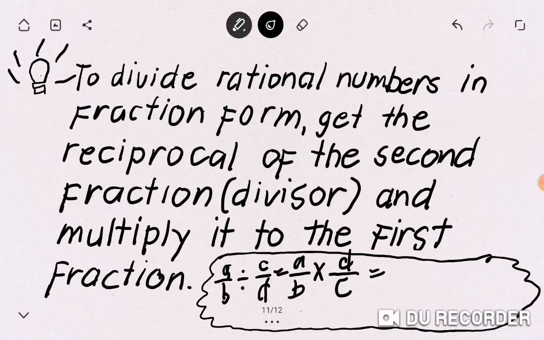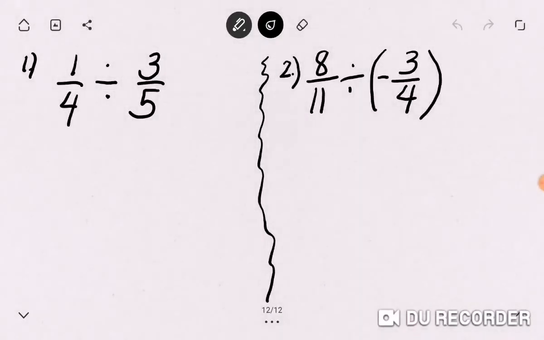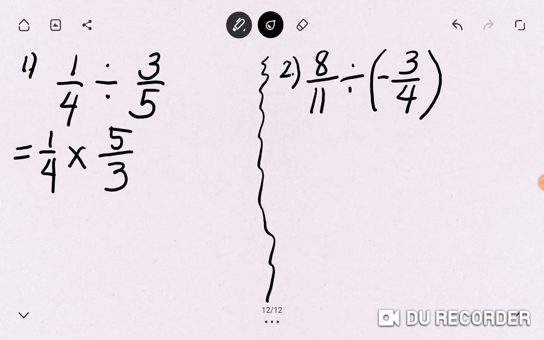So pwede na tayo mag-multiply. So we have A times D all over B times C. So if you will notice, ang division ng rational number is almost the same as the multiplication of rational numbers. So ang pagkakaiba lang, ang nadagdag lang na step, ay ang pagkuha ng reciprocal ng ating second fraction. So subukan natin. So we have 1/4 divided by 3/5. As stated, get the reciprocal of the second fraction. So ang reciprocal ng 3/5 ay 5 over 3, and then multiply it to our first fraction.